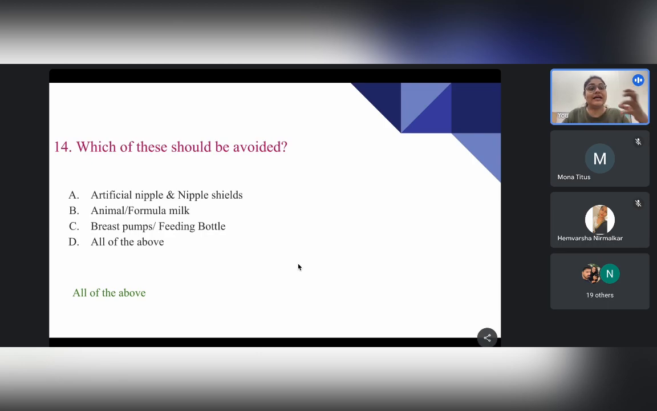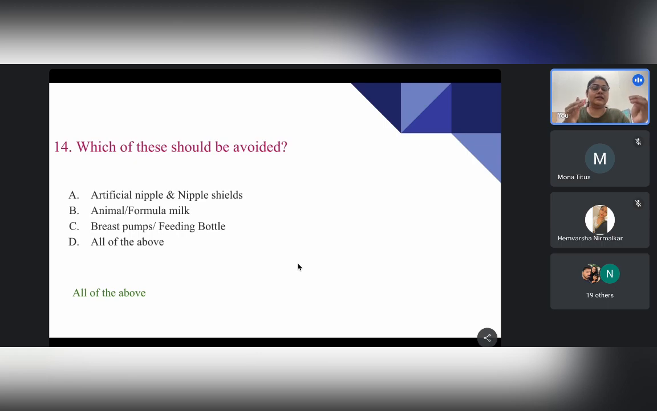So they usually are deficient in the different micronutrients and macronutrients, and they do not give the exact amount of nutrition which is required for the baby between birth and 2 years of age, right? So option C, breast pumps and feeding bottle.